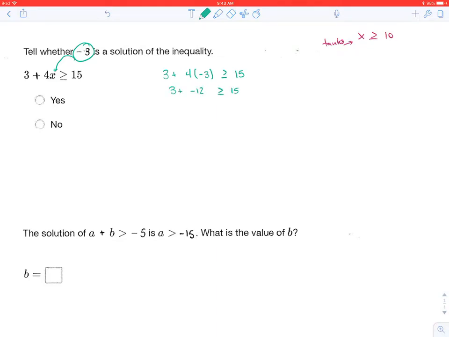And 3 plus -12, 12 negatives, 3 positives, cancels out to leave you with 9 negatives. And is -9 greater than or equal to 15? Well, since it's a negative, it's not going to be greater, so we would say that no, this is not a solution. If this was a true statement, then we would say yes, it is a solution. But because it's a false statement, we say no, -3, substituting that into X, is not a solution.